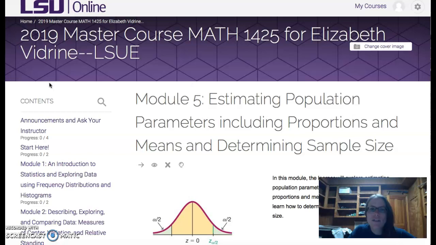And so we're going to discuss how to create confidence intervals, which is an interval of values that helps us estimate our population parameters. And by population parameters, the two parameters that we're going to try to estimate include population proportions, and also population means. And so that's basically what this module is going to discuss.